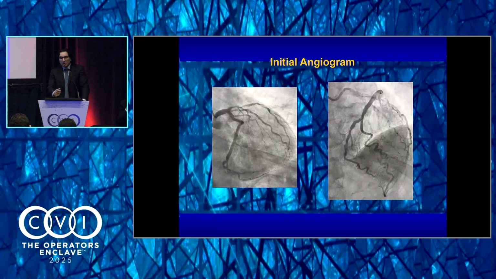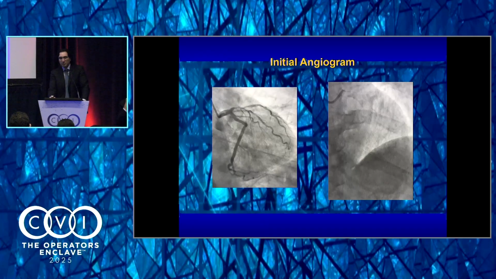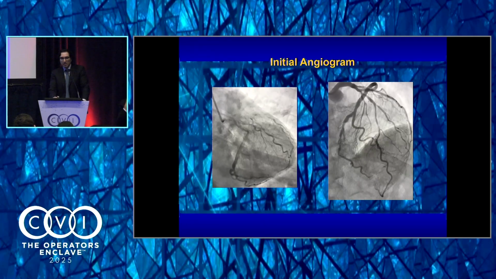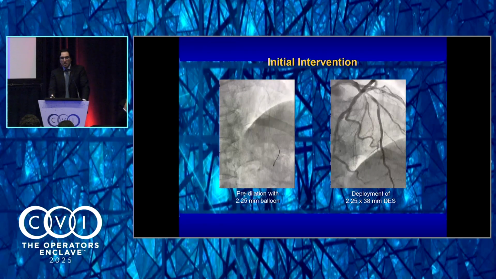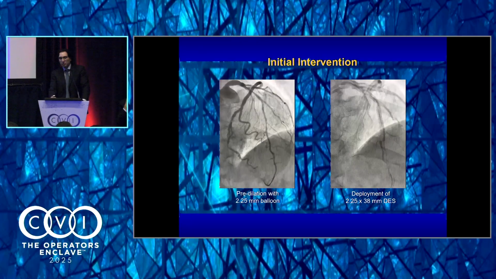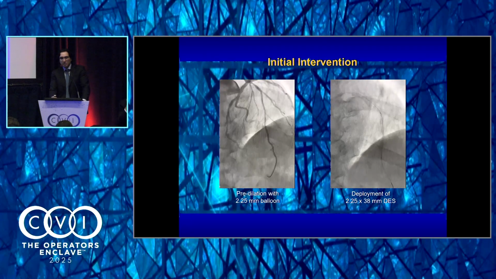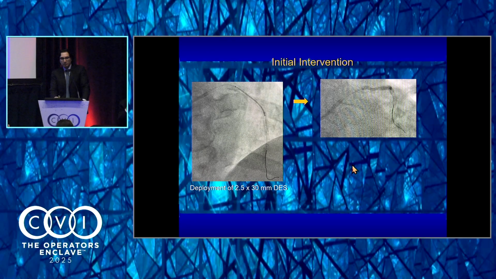So as you can see here in the caudal and cranial projections, there's a lot of calcium and disease in the proximal to mid left anterior descending artery. What was done was the lesion was pre-dilated with a 2.25 millimeter balloon, followed by deployment of a 2.25 by 38 millimeter stent. As you can see here, but was not recognized, is that the proximal portion of the stent did not completely expand. So another stent was deployed.